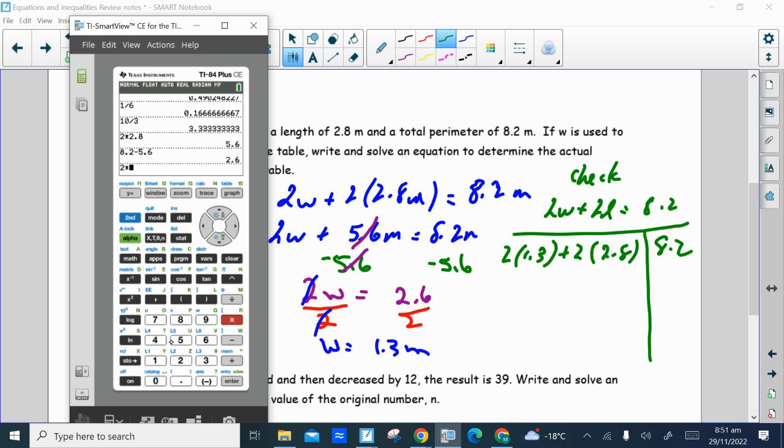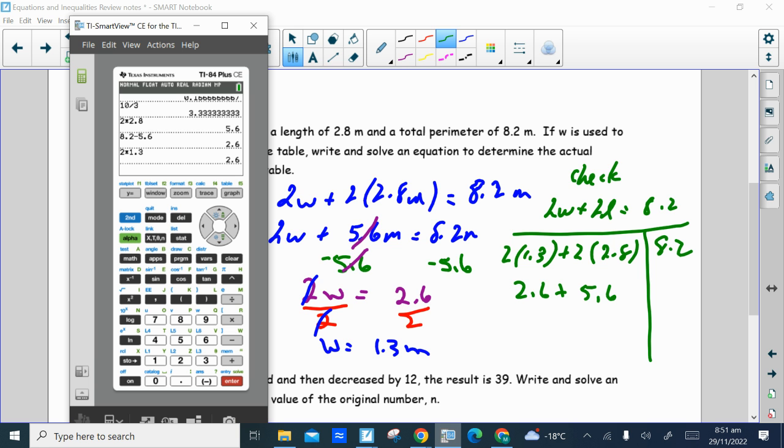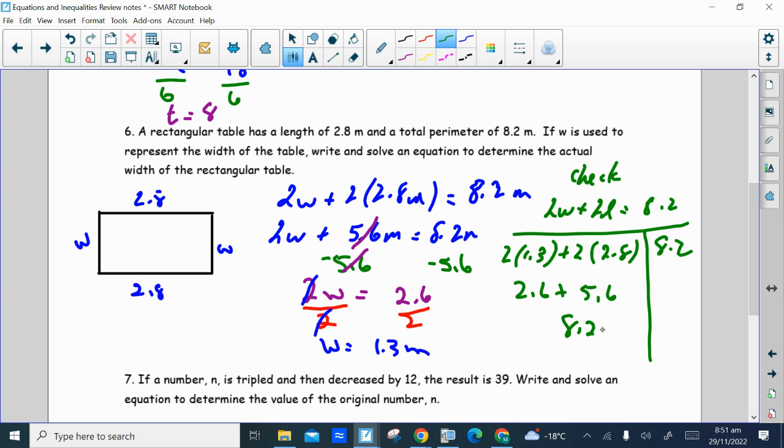So 2 times 1.3, that's 2.6. 2 times 2.8 is 5.6. If we add those two together, we should get 8.2, and we do. So it checks.